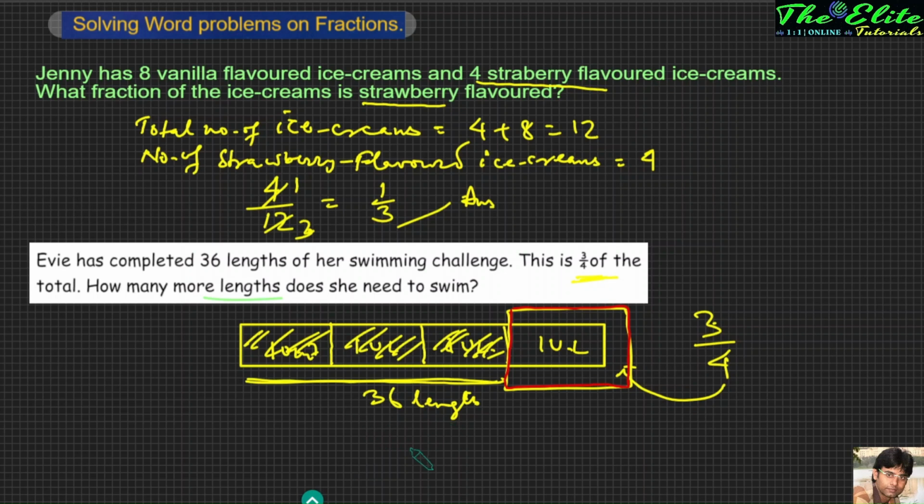Now if it is 36, we have to find out what 1 unit length is equal to. So yes, 3 units is equal to 36 lengths here, isn't it? 1 unit is going to be equal to how much? 36 divided by 3, that will give you 12 lengths. And we have to find out only the length that is equal to 1 unit. So our answer is going to be 12 lengths only, and this is your answer.